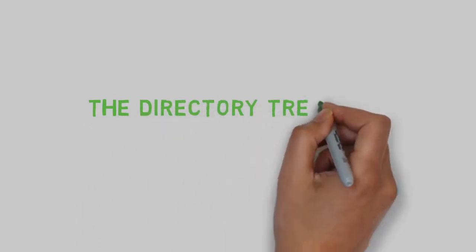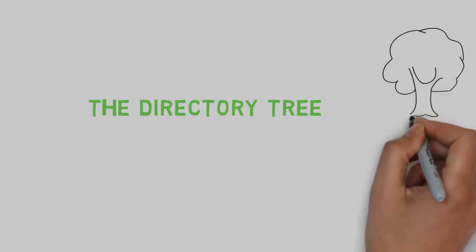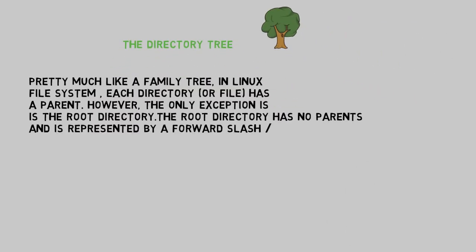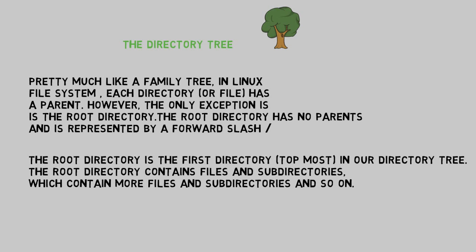The directory tree. So pretty much like a family tree, in Linux file system, each directory or file has a parent. However, the only exception for that is the root directory. The root directory has no parents, and it is represented by a /. The root directory is the first or the topmost directory in our tree. It contains files and subdirectories, which in turn contain more files and subdirectories, and so on.